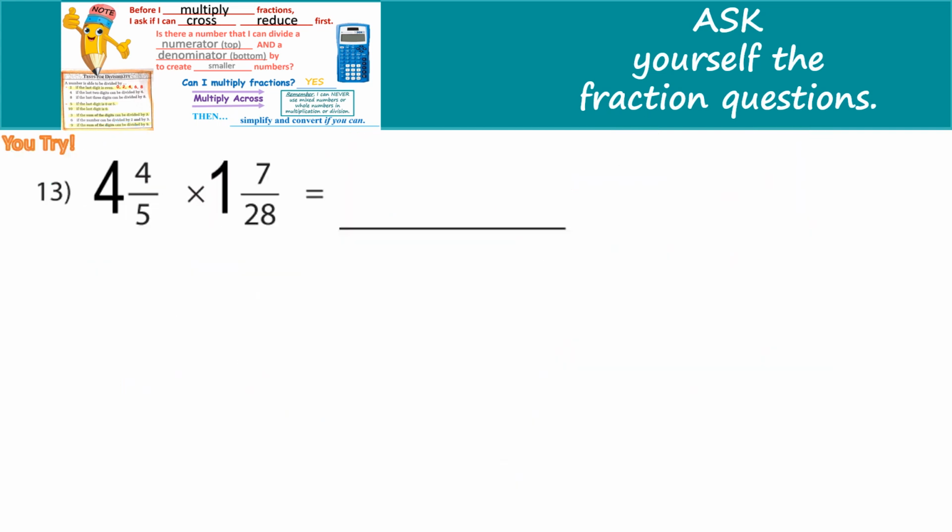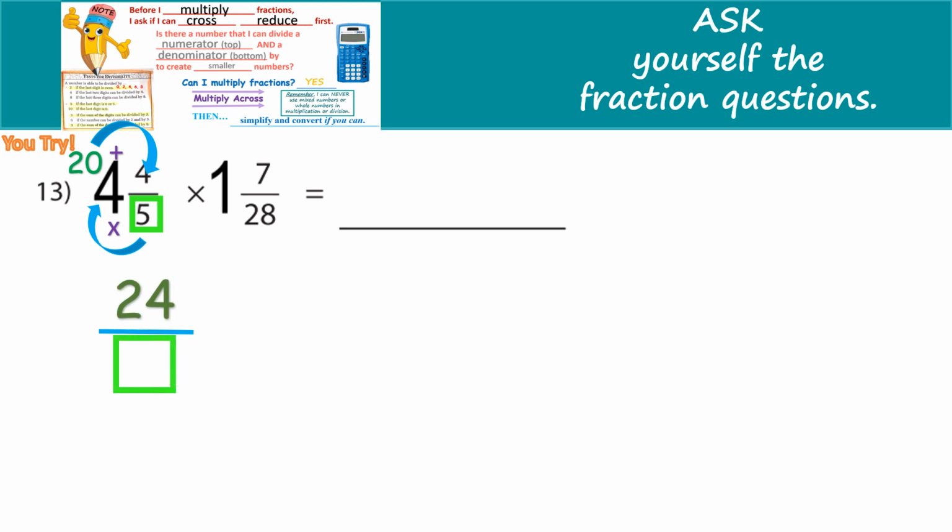We got it? I hope so. You give this one a shot, come back and check with me, and let's see how you do. So hopefully you started by changing both of these into improper fractions. You start at the bottom, you multiply, and then you add. 5 times 4 is 20, and then 20 plus 4 is 24, and then hopefully you kept your denominator of 5. So you end up with 24 over 5.